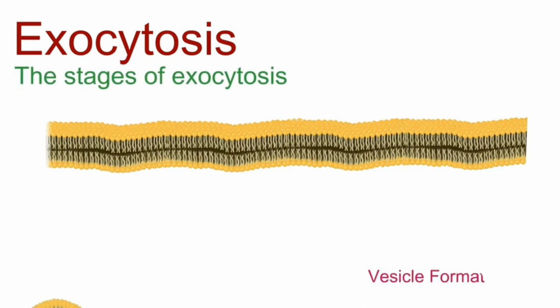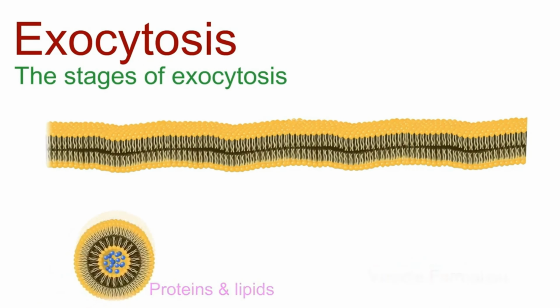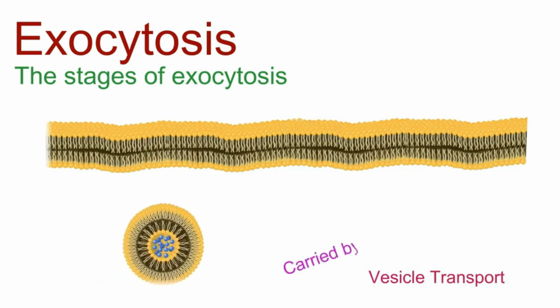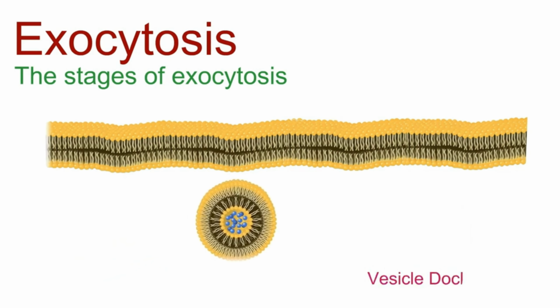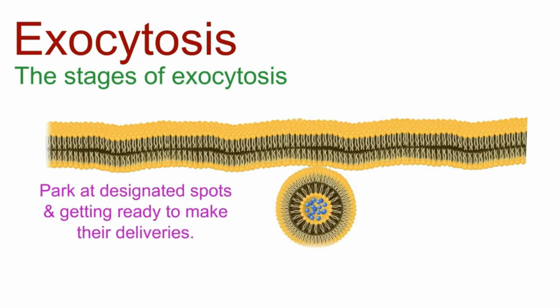Our delivery trucks, or secretory vesicles, are loaded with goodies like proteins and lipids. They cruise through the city streets, carried by special motor proteins along the cytoskeleton roads. The vesicles park at their designated spots, getting ready to make their special deliveries.